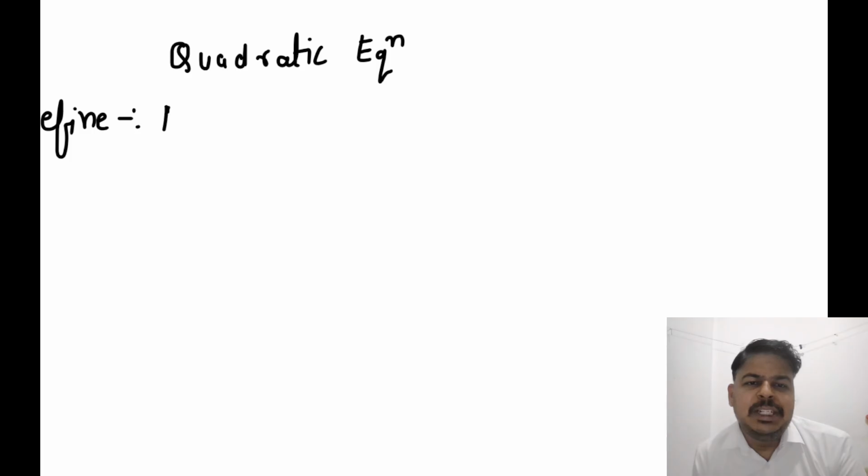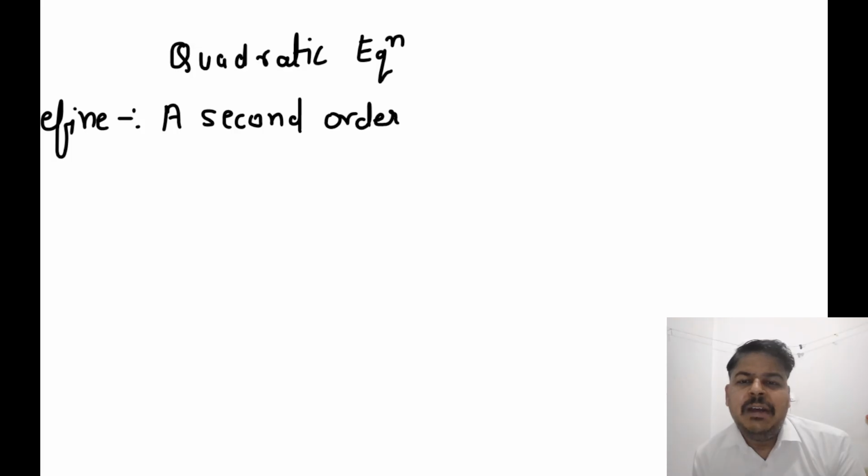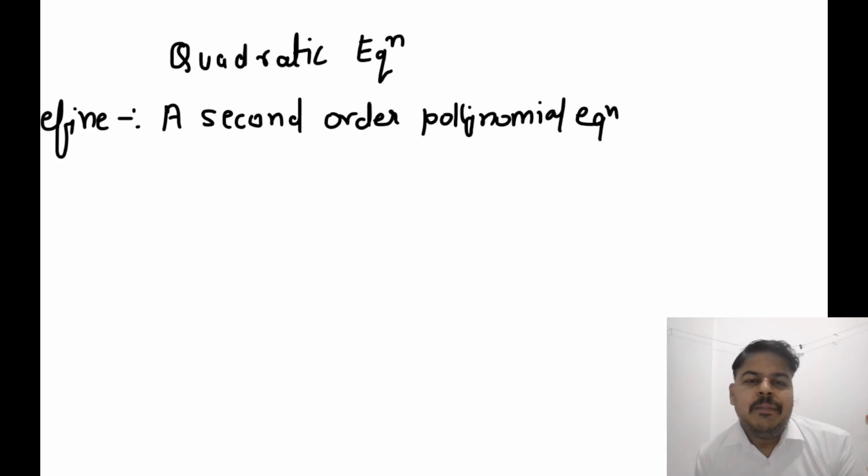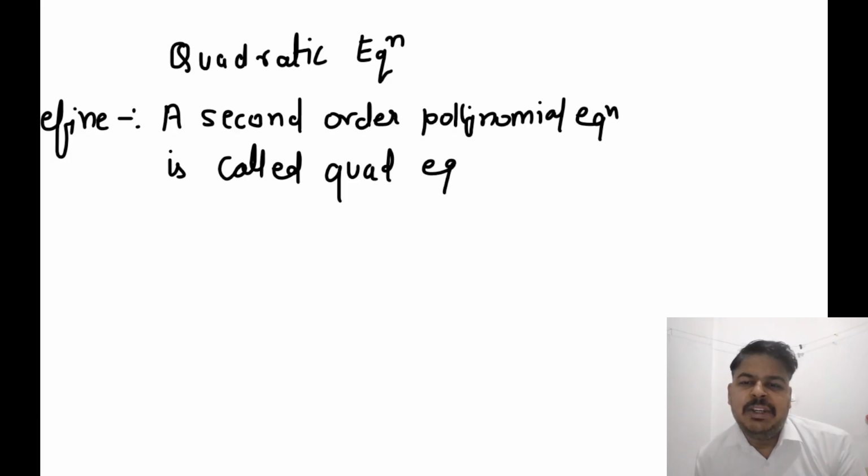Let me first define it. What is a quadratic equation? A quadratic equation is a second order polynomial equation. A second order polynomial equation is called a quadratic equation. It is the definition of the quadratic equation. The definition says all about this chapter.